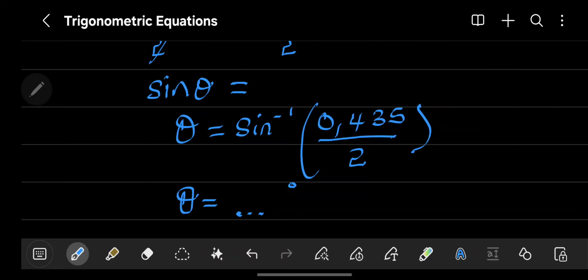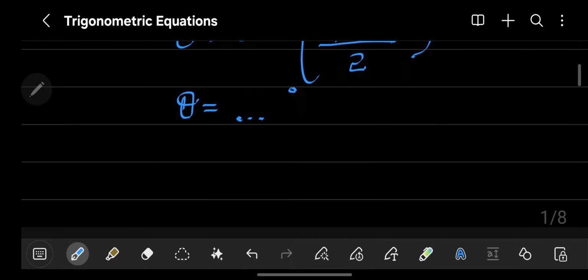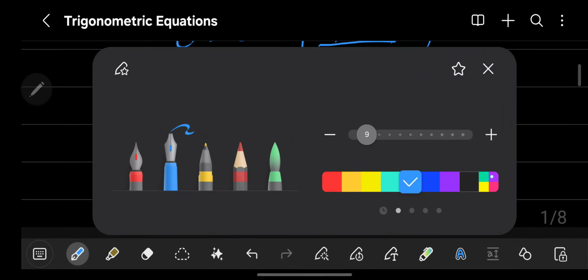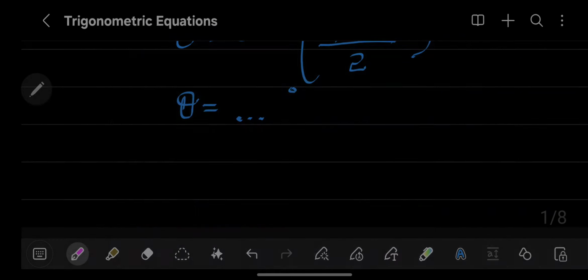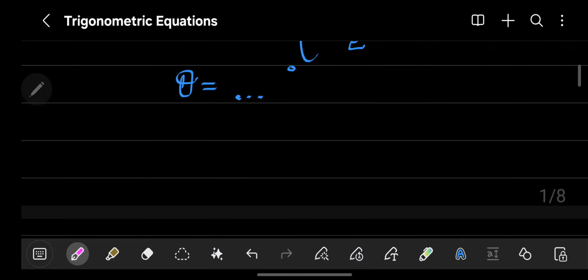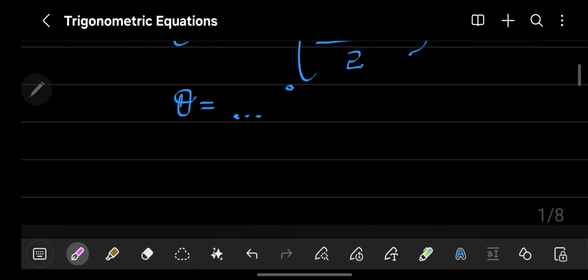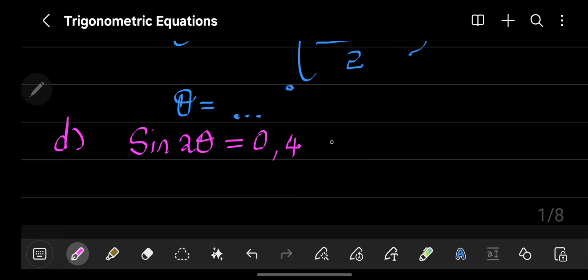Don't forget to round it to how many decimal places? To 1 decimal place. Okay, let me bring a different problem which is similar to the ones that we have just done. Okay, so now what about this one? Let me just call it D. So this is D. What about this one? Now you have sine 2 theta. It is equals to how much? It is equals to 0,435.